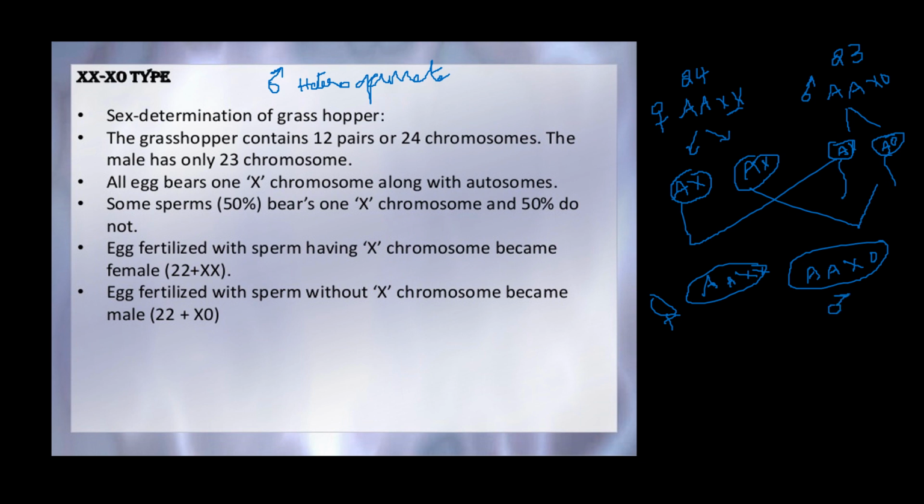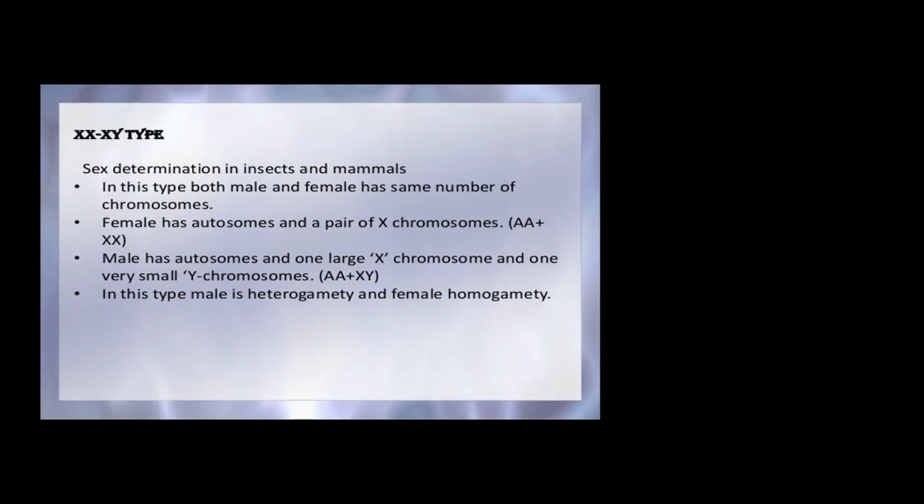And now the next type of sex determination is XX-XY. Here again the male is heterogametic, that is XY is heterogamete. Now coming to the gametes, AAXX will be the female, AAXY is the male.